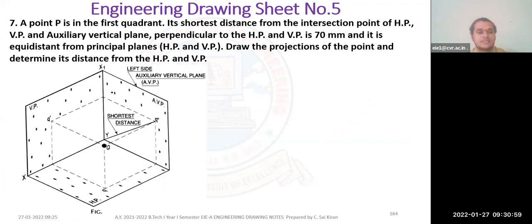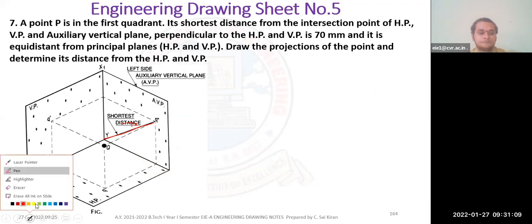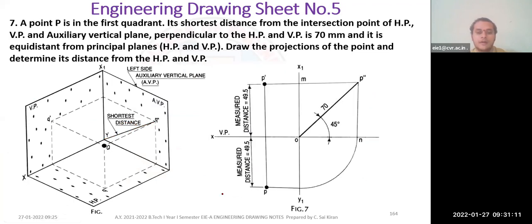So if you see this one, this is the same principle we will be using, and we have to draw the projection. And they mentioned that this is the shortest distance. This shortest distance is 70 mm they mentioned. Okay. So how you have to draw is, first you have to draw the XY plane. First you have to draw the XY plane. And with respect to XY, you have to draw the X1, Y1. Next you have to draw the X1 and Y1.